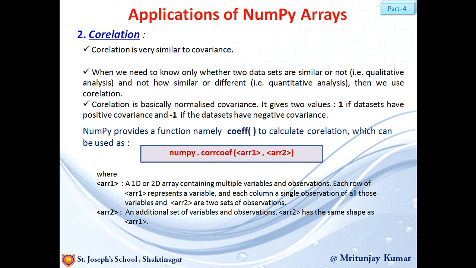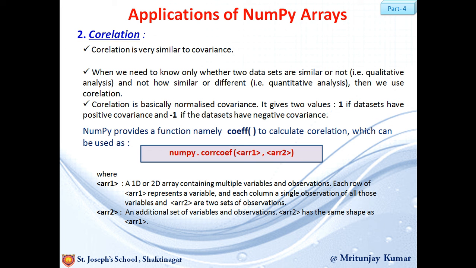Sometimes all we need is a qualitative analysis and not a quantitative analysis. When we need to know only whether two data sets are similar or different, and not how similar or different, we use correlation. Basically, correlation is a normalized covariance.